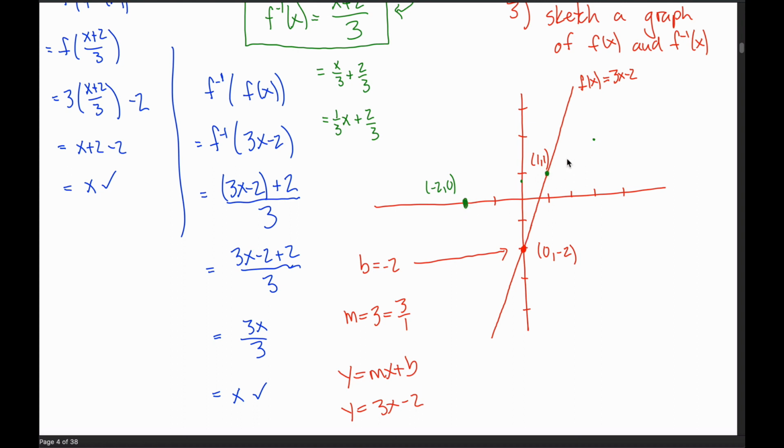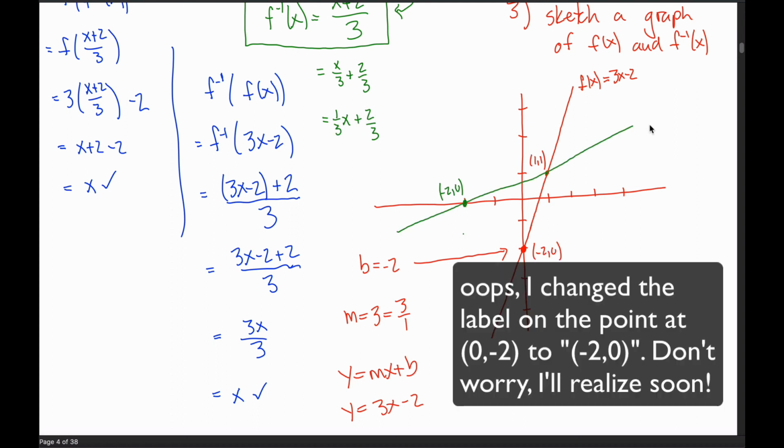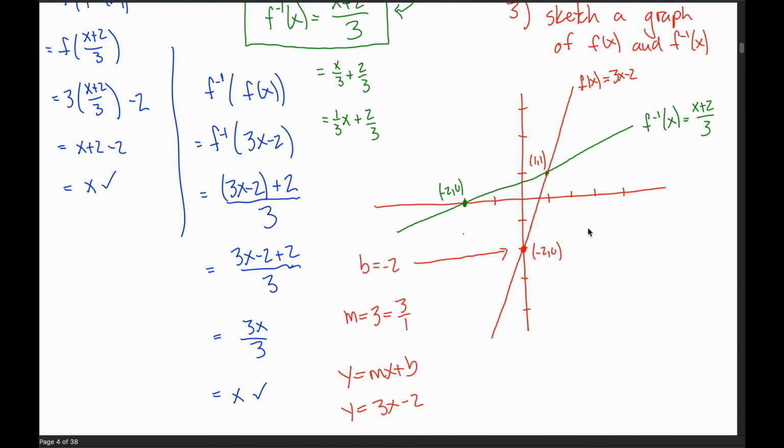And now I have these 2 points. I don't have to worry about rewriting this algebraically, thinking about slope and y-intercept. I can just connect these 2 points to come up with the graph of my inverse function, f inverse of x, which I can either write in this format or this format, it doesn't matter. And I'm done graphing. Some general points that I want to make.